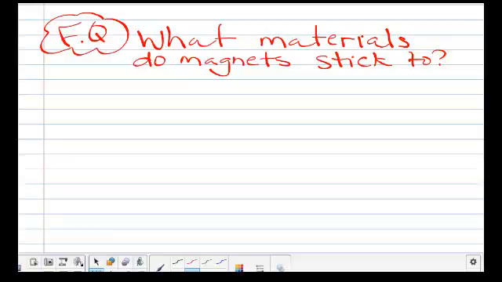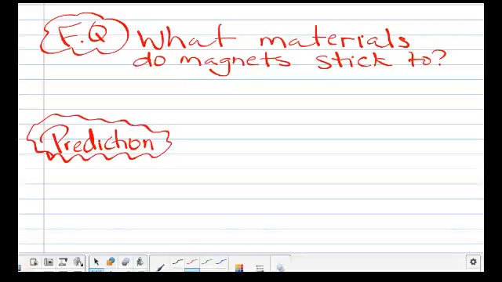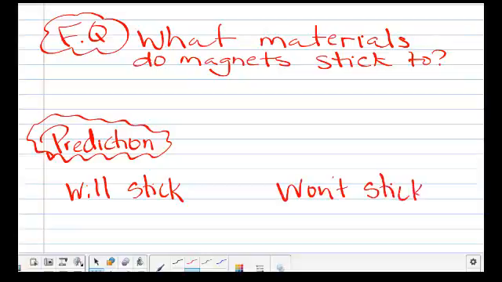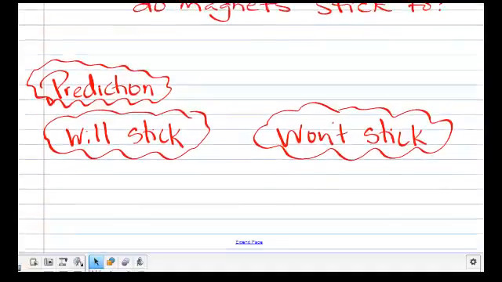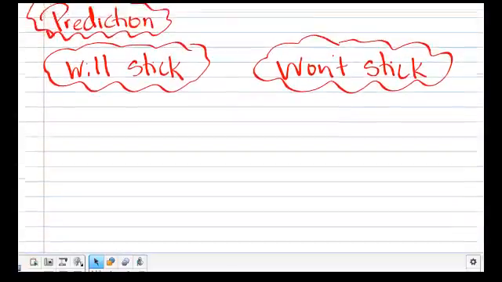And what you're going to do is start to collect some data. You're going to have this bag of objects, and you're going to have your predictions. You're going to make a prediction of objects that will stick and objects that won't stick. Do this as a team. This is important that you do it as a team. And call those objects what you want.